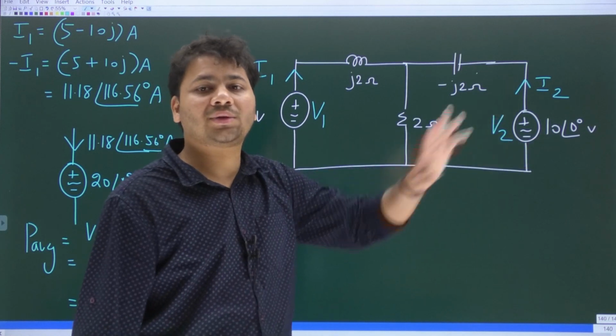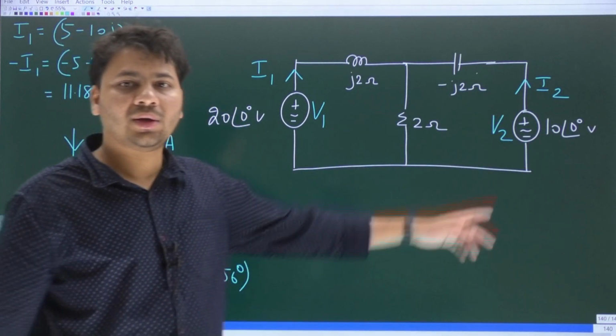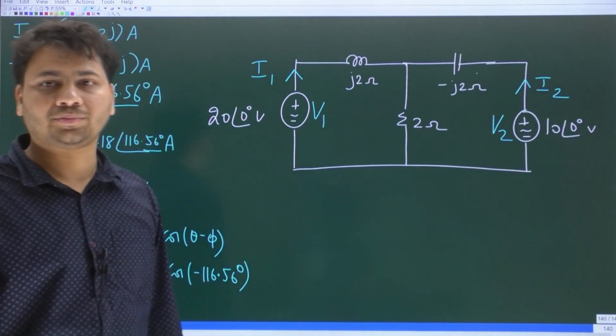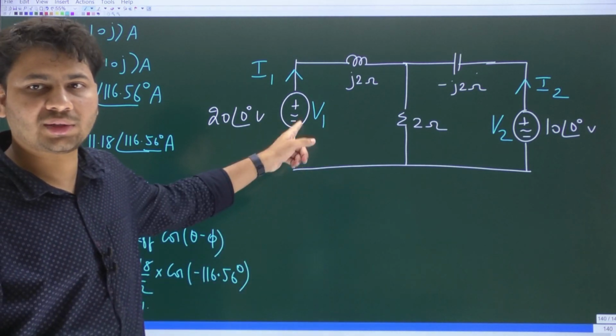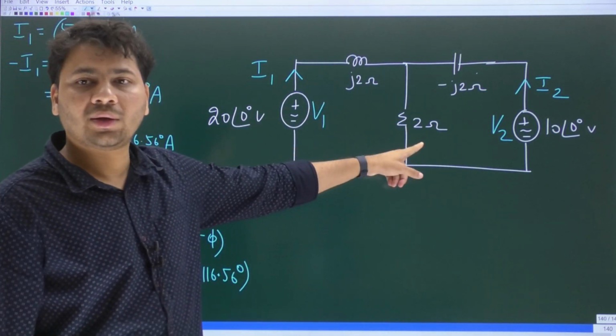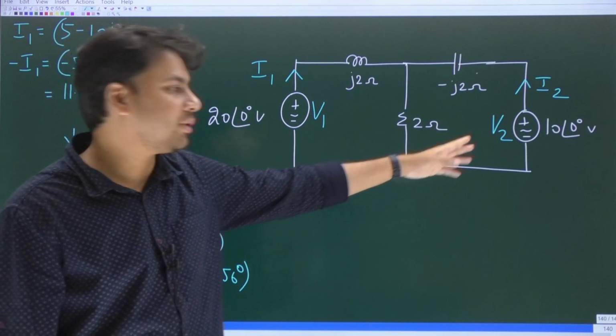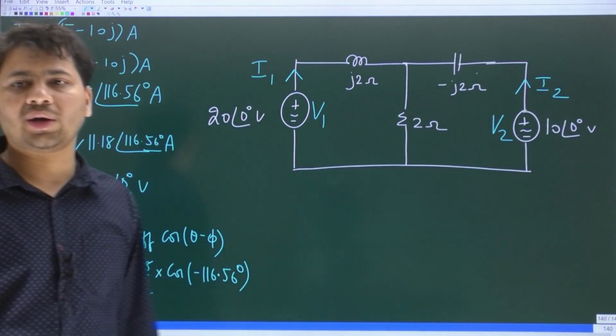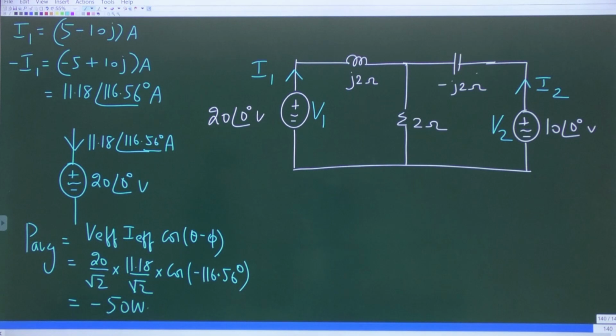So what will the other source do? Please type in the chat box. What will the other source do? This source is supplying 50, out of which the resistor will absorb 25. What will this source do? Will it supply or absorb? Absorb. Absorb how much? Why 75? 25, no? Because already one source is delivering 50, out of which 25 is getting absorbed. The remaining 25 will be absorbed by the other source, okay?